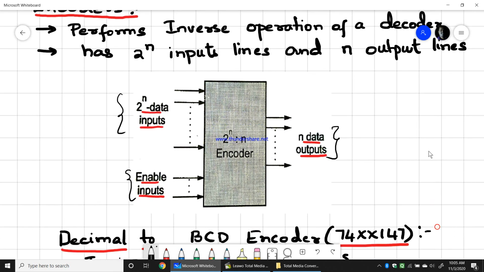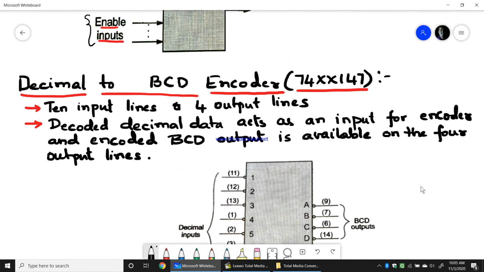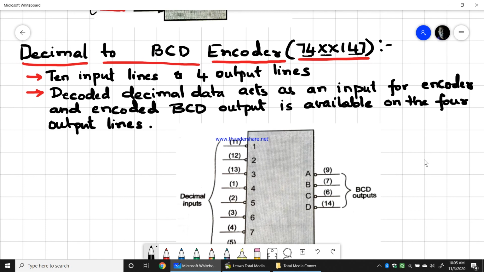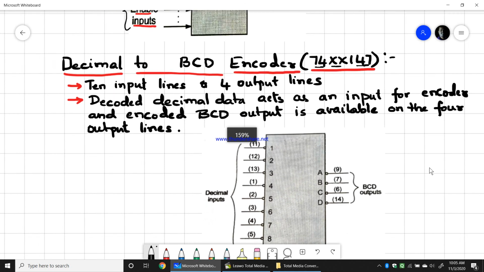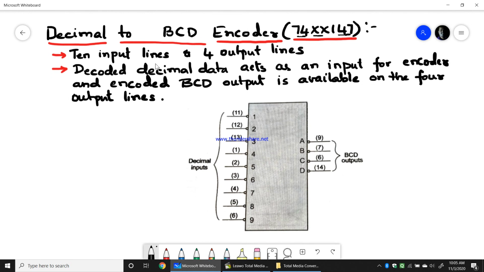Now, 74147 is an IC which is used as a decimal to BCD encoder. Decimal to BCD encoder. So a decimal to BCD encoder has 10 input lines and 4 output lines.